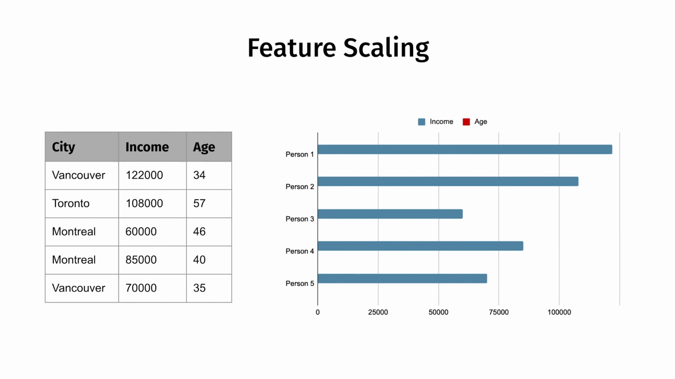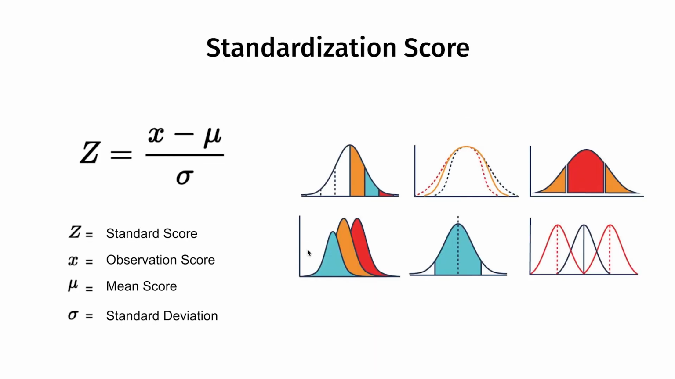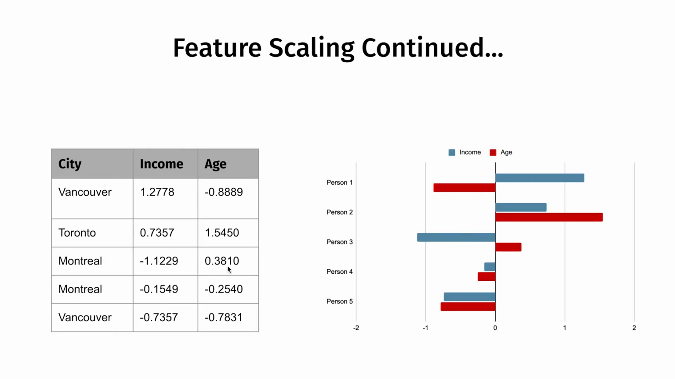So to address this problem, we apply the following formula to standardize the data in both columns. And now we can see that our transformed data is on the same scale, and we can actually see a visual representation of the age column now. This allows your ML model to make much more accurate predictions and prevents one variable from dominating another.